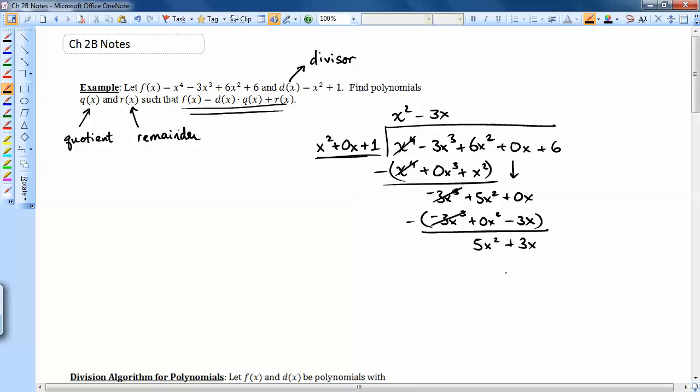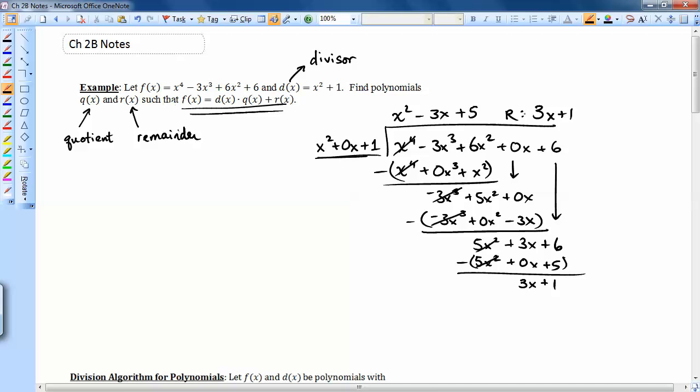Okay, let's do this one more time. I'm going to bring down the 6, and the number that will work here is a positive 5. If I multiply that, I get 5x squared plus 0x plus 5, and then I can subtract this. These will cancel. I've got 3 minus 0 is 3 with an x, and 6 minus 5 is 1. So my remainder here is 3x plus 1.